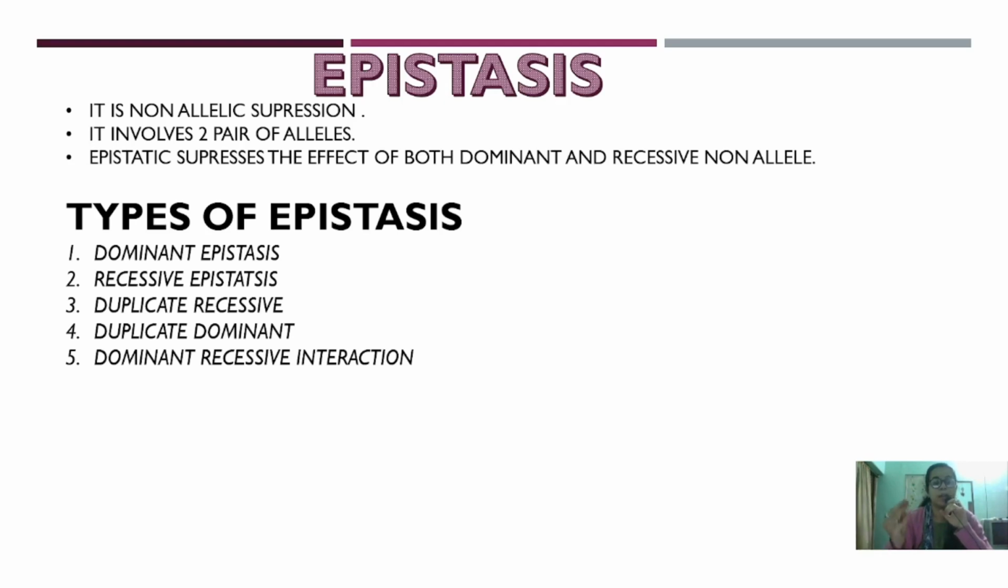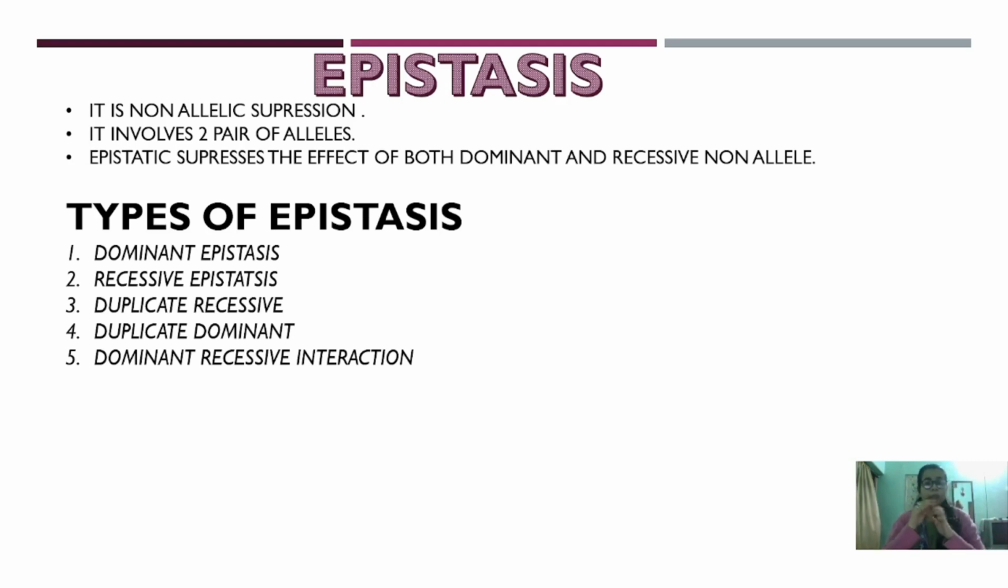Now we are going to discuss epistasis in detail, that is, what are the types of epistasis. First is the dominant epistasis, second is recessive epistasis, third is duplicate recessive, fourth is duplicate dominant, and fifth is duplicate dominant recessive interaction. What are the types, and what are the phenotypic ratios? We are going to discuss one by one.